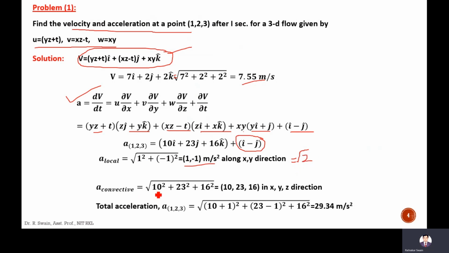Here the convective acceleration is the square root of 10 square plus 23 square plus 16 square, the point 10, 23, 16 in the x, y, z directions. Whatever value comes is your convective acceleration. If you have to calculate the total acceleration, just add the i cap terms: 10 plus 1 square, 23 minus 1, which is 22 square, plus 16 square. The square root of all these terms gives you 23.934 meter per second square.